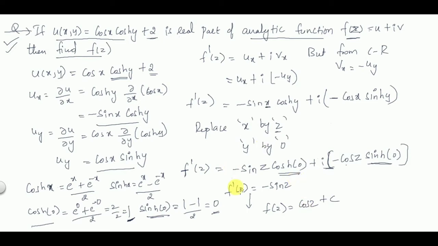Okay, so this is how we can find f(z) from f'(z). Just take the integration of this. Okay, so the integration of this becomes cos z. The integration of sin z is minus cos z, so minus of minus becomes plus here. Okay, so f(z) is equal to cos z plus c.